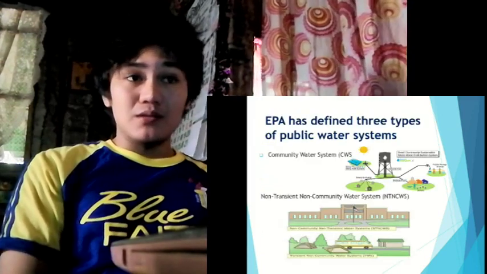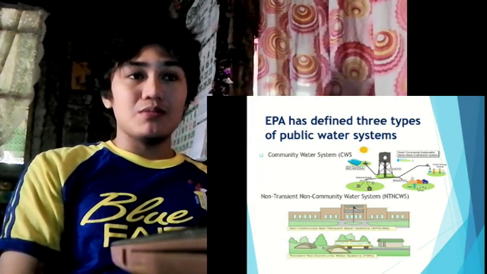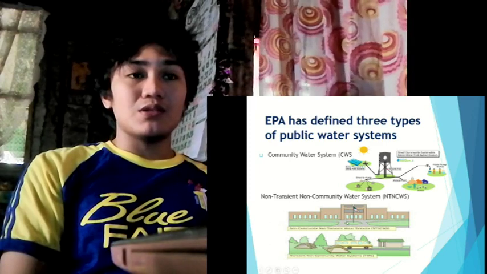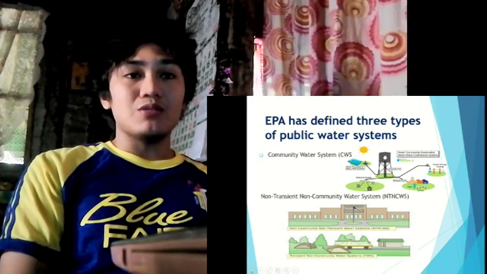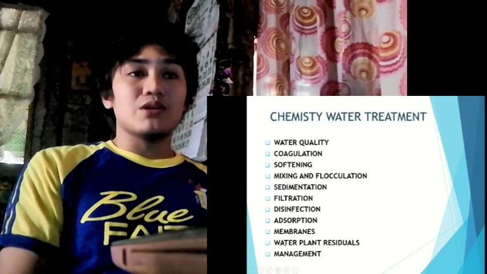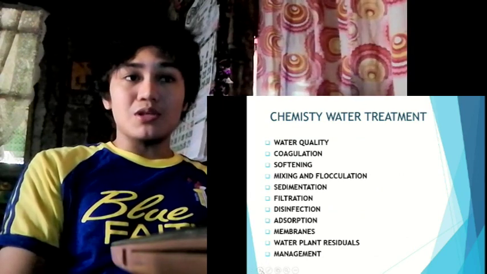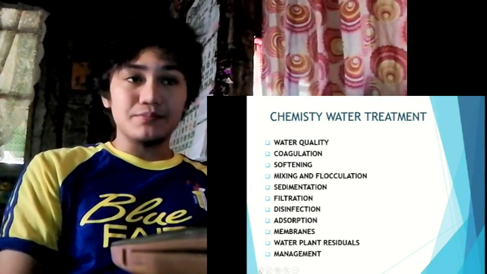The EPA has defined three types of public water systems. We have the community water system, non-community water system, and the transient non-community water system. So the community water system is a public water system that supplies water to the same population year-round.